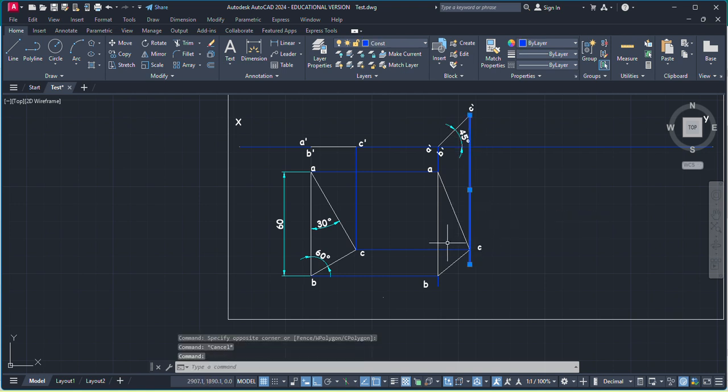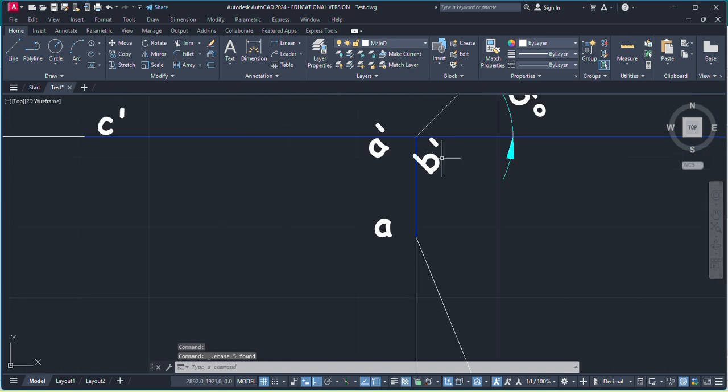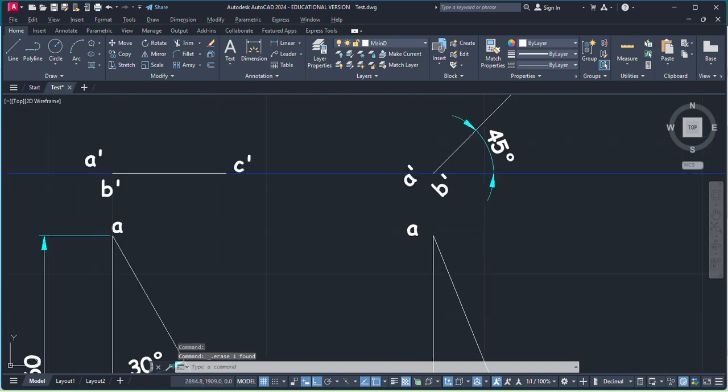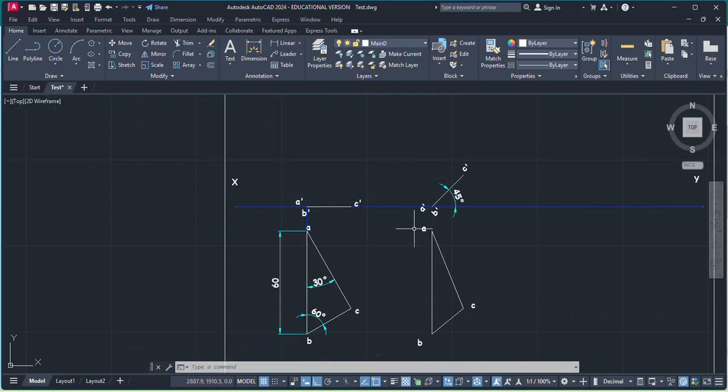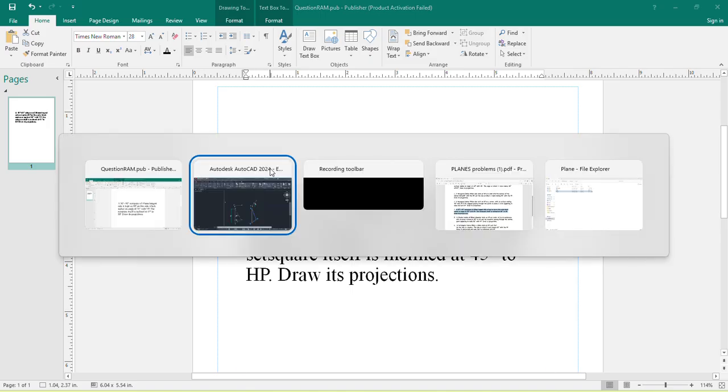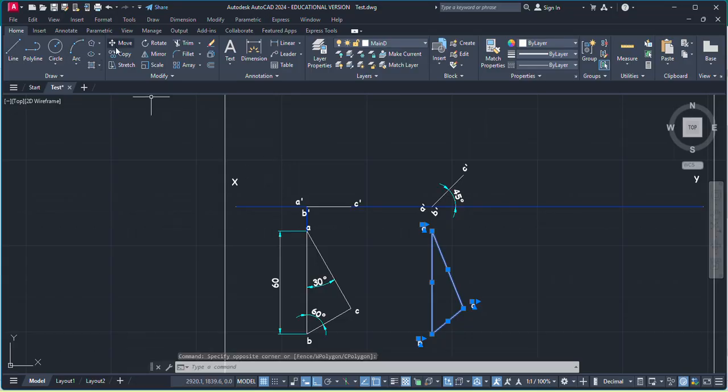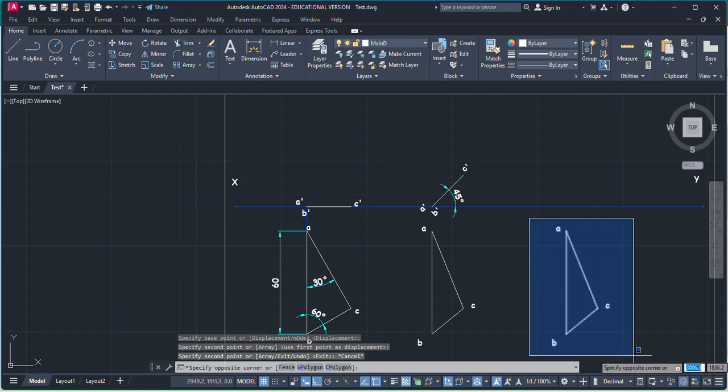Now third step is this resting side. It is given that longest side is kept on HP on this side, which makes an angle of 30 degree with the VP. So we have to make sure this longest side makes an angle of 30 degree with the HP. So just copy this thing here. Now rotate this thing.